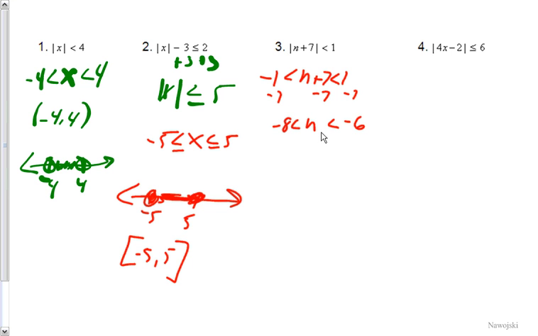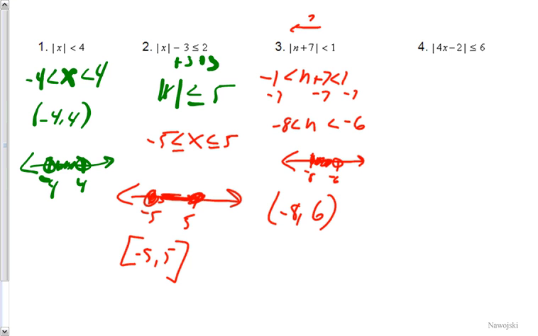Okay? So, if you look, -8, -6, no bar, no fill, so in between there, parentheses, -8 to -6.